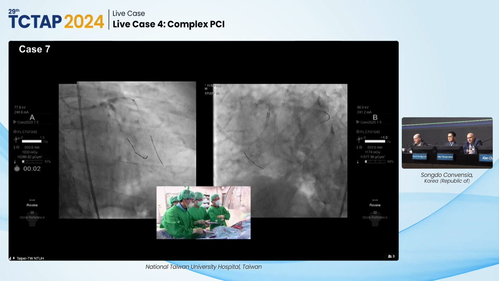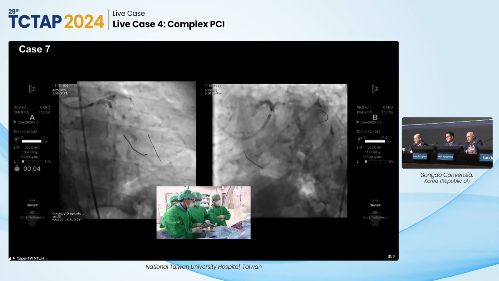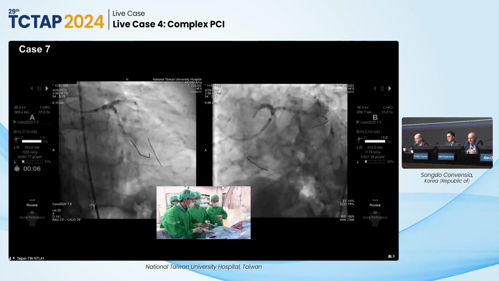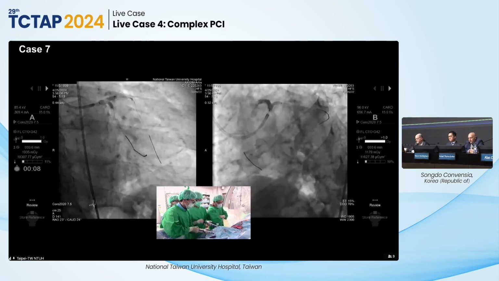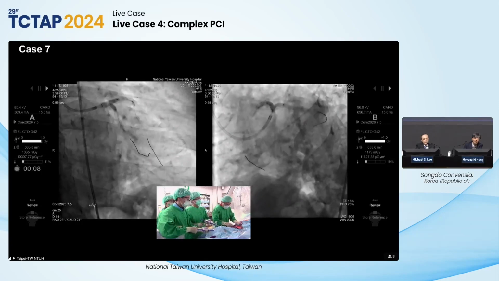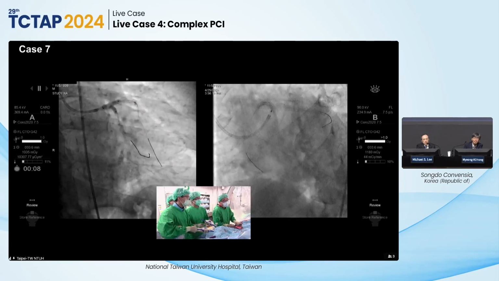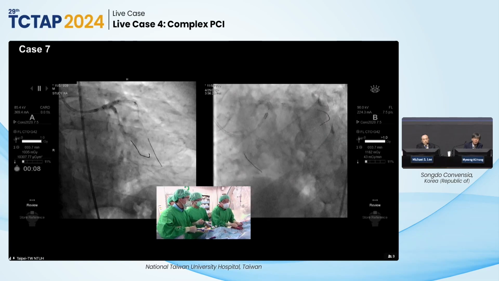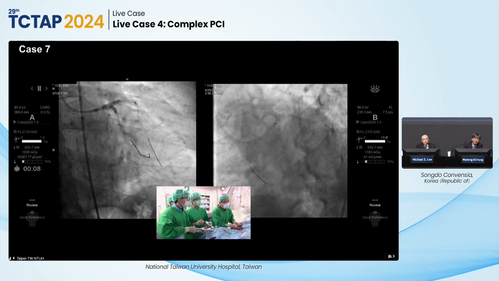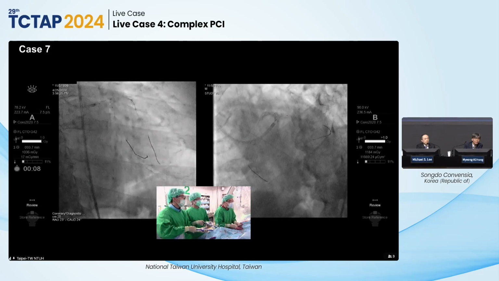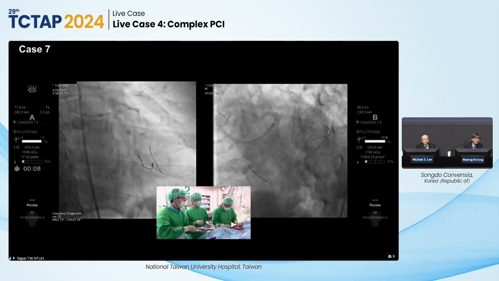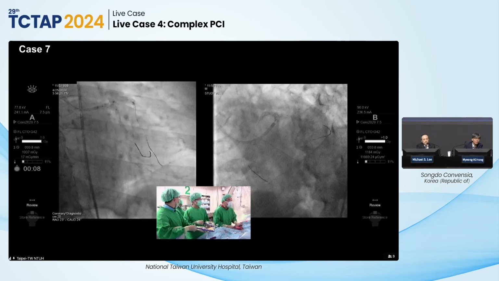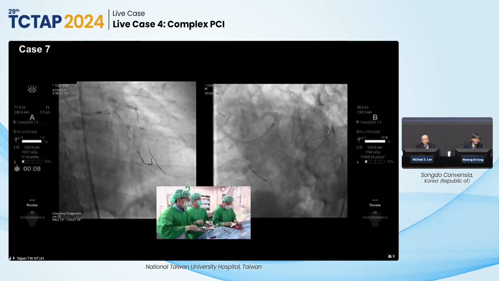16. Okay, so both are 3.5 and 16. 1, 2, 3, off. Okay. And one more NC balloons proximal. Yeah, NC, these 2, of course. And give me a 5.0 NC short one so that I can do a final POT. Okay, go.